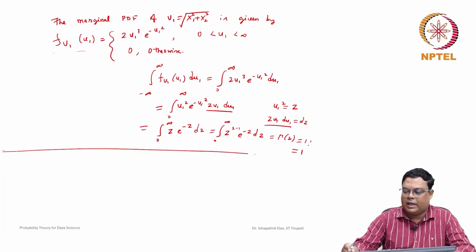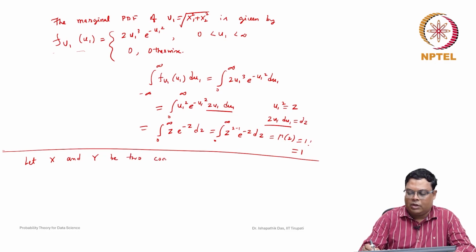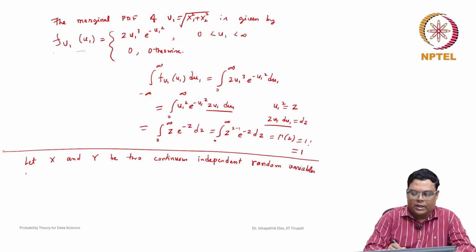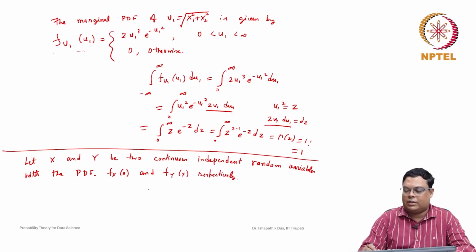Let us write down this formula here. Let X and Y be two continuous independent random variables with the probability density functions fX and fY respectively.